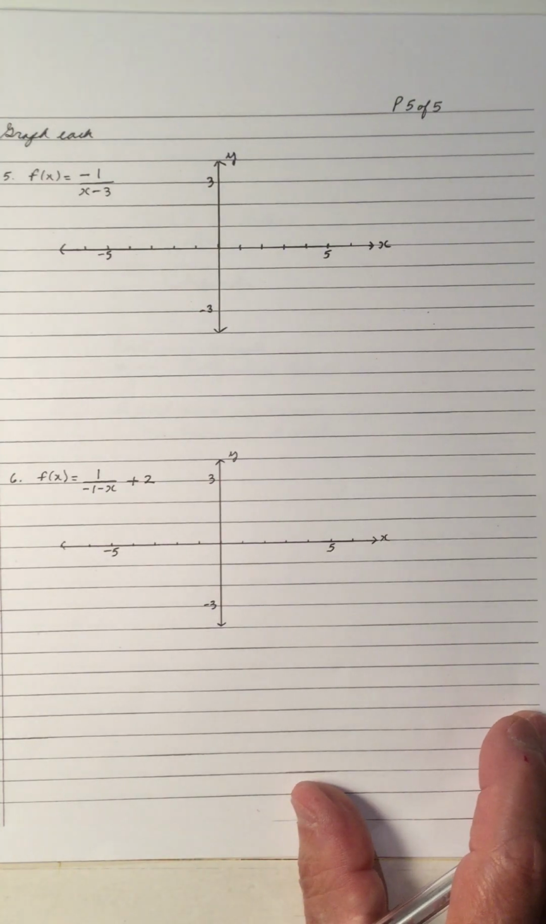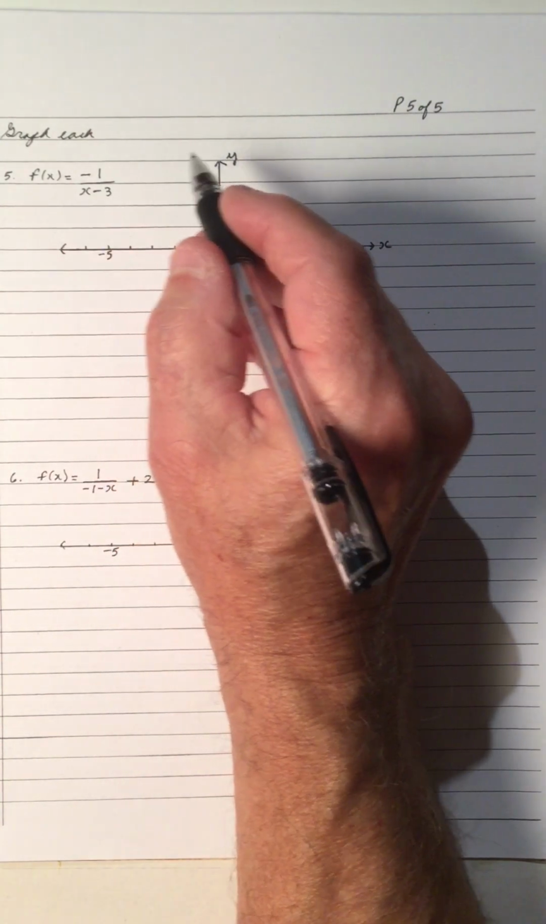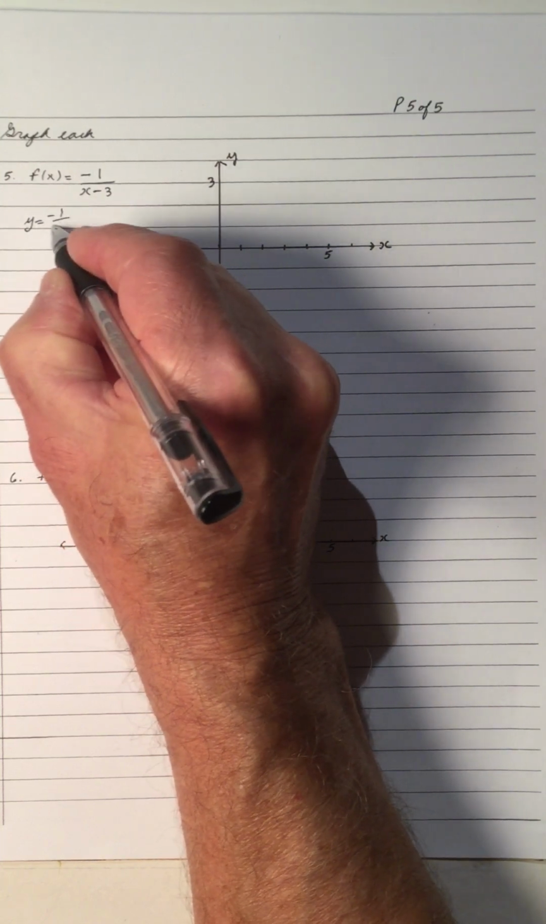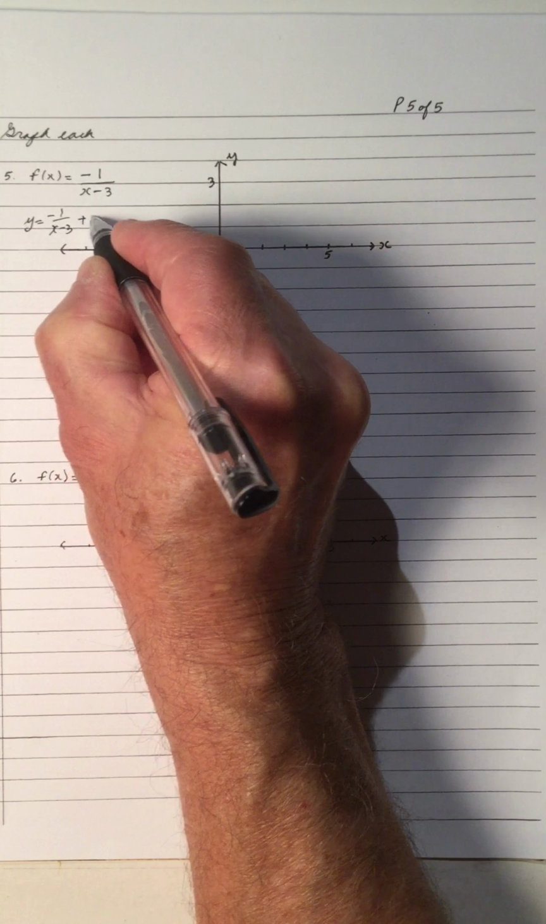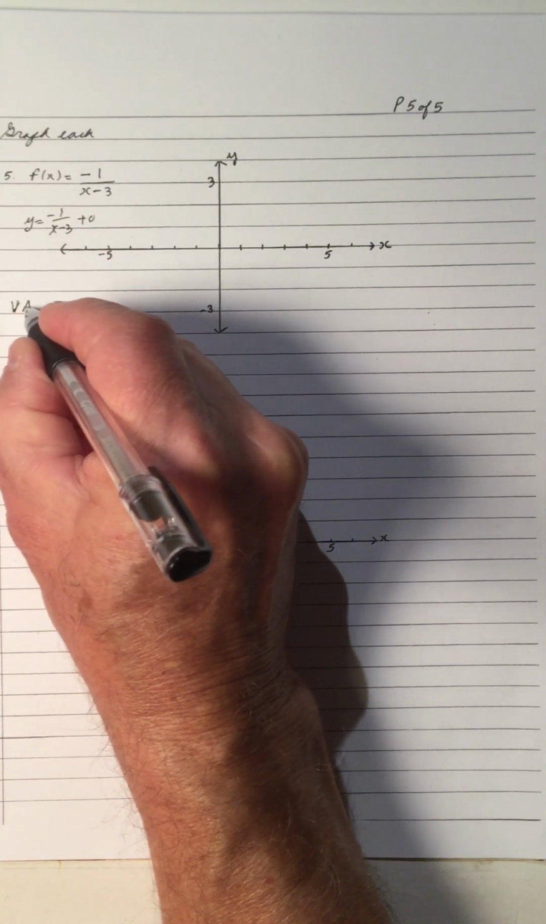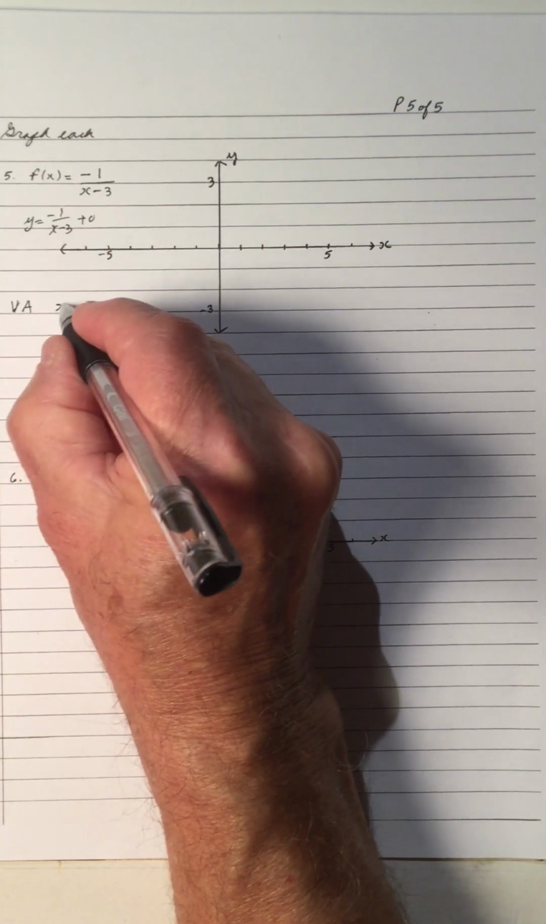And just a couple more to do, just to keep explaining. We have this one, y equals 1 over x minus 3, plus 0. So the vertical asymptote is when your denominator is equal to 0.